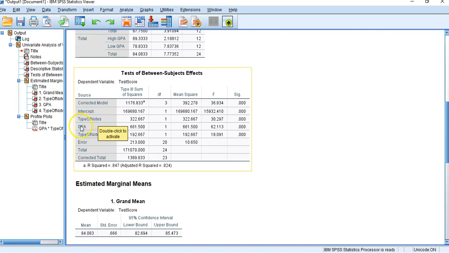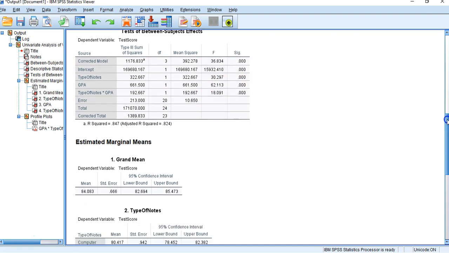Now GPA, this is the main effect of GPA, again with 1 and 20 degrees of freedom. Here's the F ratio, and the significance is less than 0.05. So again, this is statistically significant. And then this one with the little asterisk, this is the interaction. The type of notes by GPA interaction. Here's also 1 and 20 degrees of freedom. There's your F ratio, and that is significant.